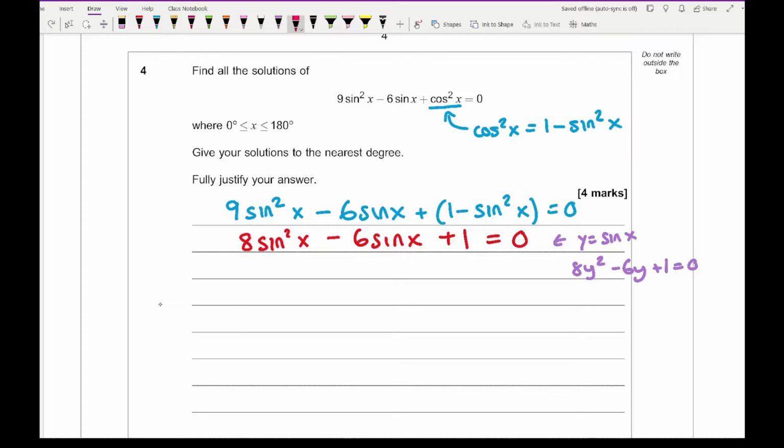But it does factorize, in which we get 4 sine x minus 1 and 2 sine x minus 1 equals 0. Then from this I can go on to solve it.